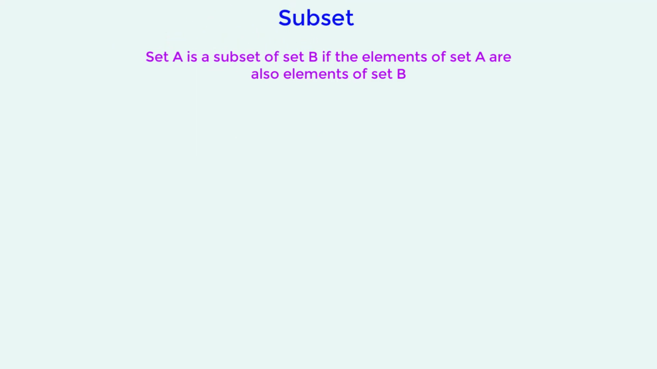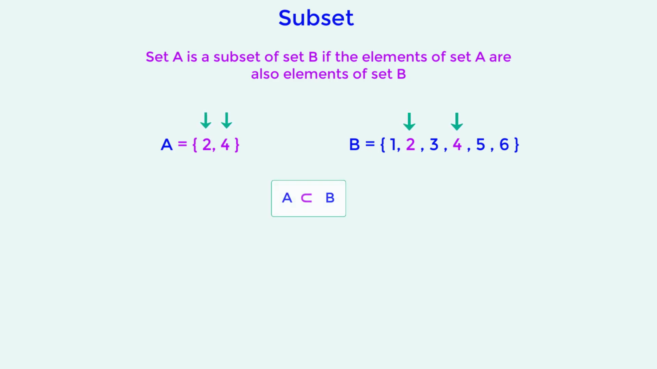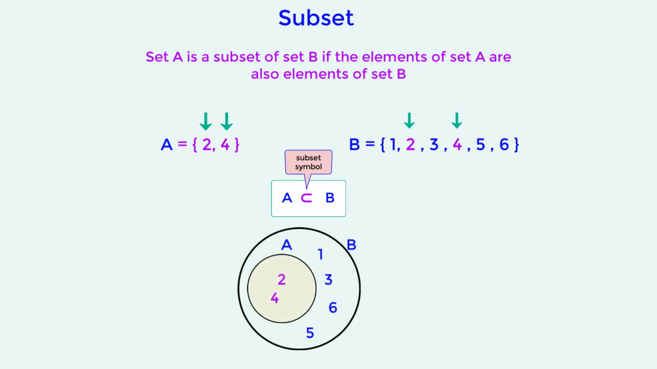Set A is a subset of set B if the elements of set A are elements of set B. Consider the following sets. Notice the elements of set A are also elements of set B. In this case, we say, set A is a subset of set B. We can also represent this using a Venn diagram as follows. In the next lesson, we will review number systems.